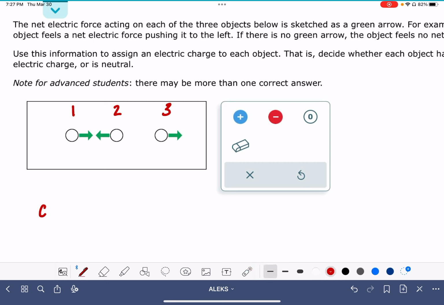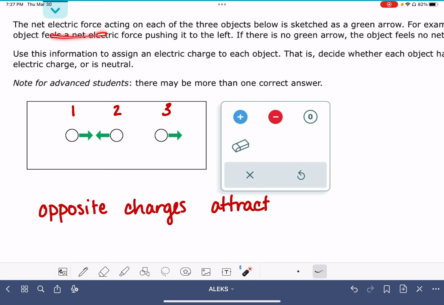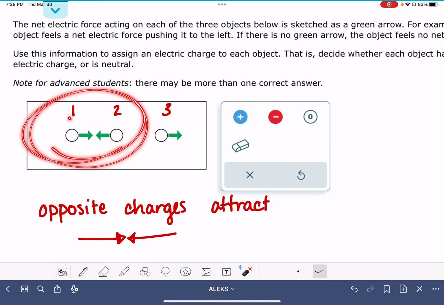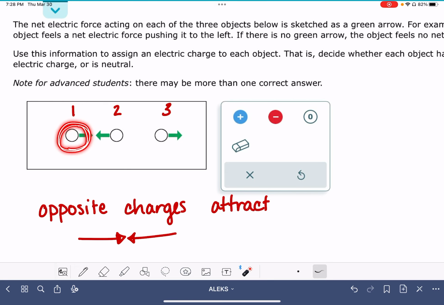Now we know that opposite charges attract, which means if we're thinking about it in terms of the green arrows, opposite charges attract. That means that objects are pulled towards each other. Their green arrows are going to be pointing towards each other. So we know that objects number 1 and number 2, because they are pointing towards each other, have opposite charges. Whatever the charge is on this object, the charge on object number 2 is opposite.